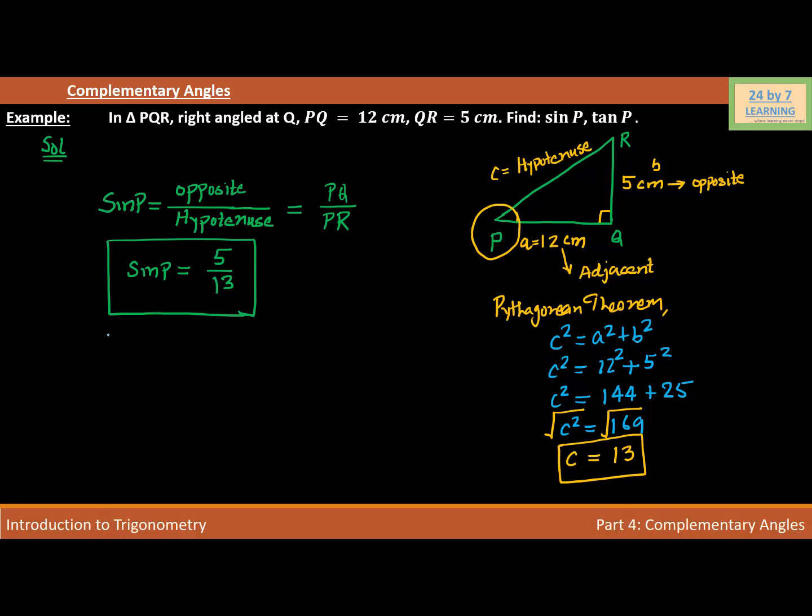Now let's find the tangent. So I will write tangent of P is equal to, tangent is basically opposite over adjacent. And as we know, our opposite is RQ. So I will write RQ over my adjacent, which is PQ. So my tangent of P is basically RQ over PQ. Now let's substitute the values. RQ is 5 centimeters and PQ is 12. So tangent of P is basically 5 over 12. And this is how we will find the trigonometric ratios for the given problem.